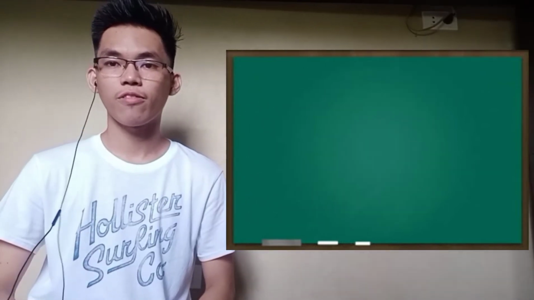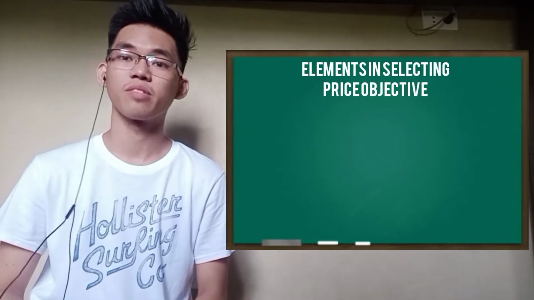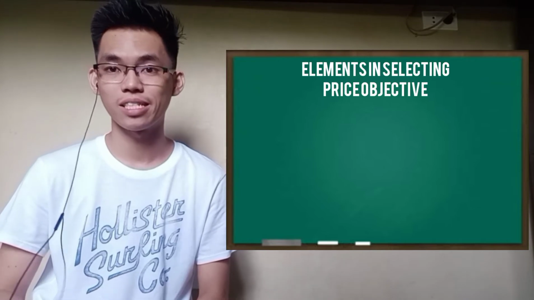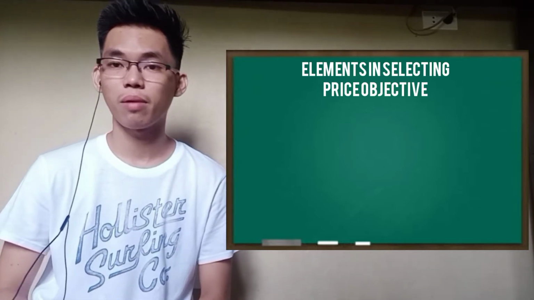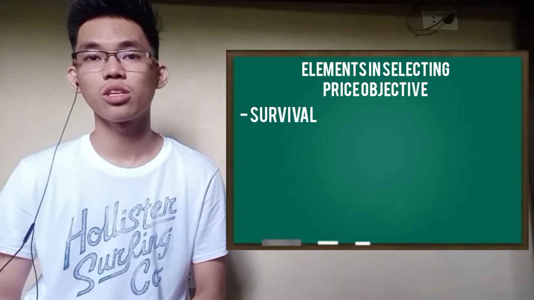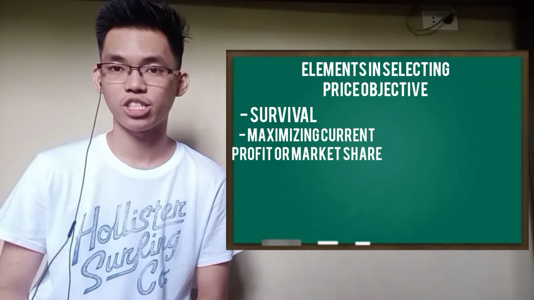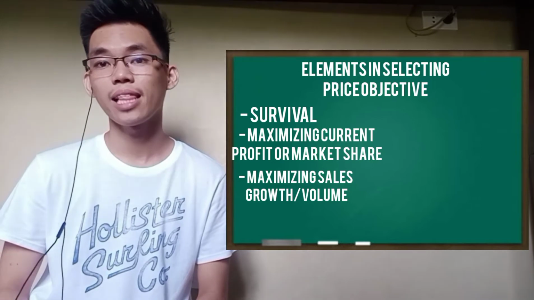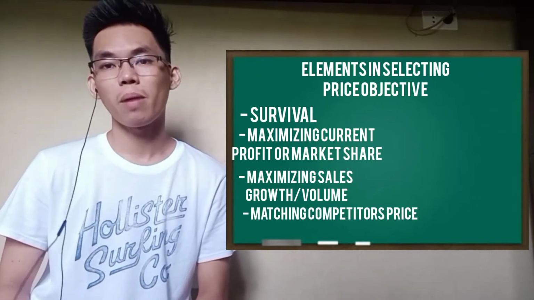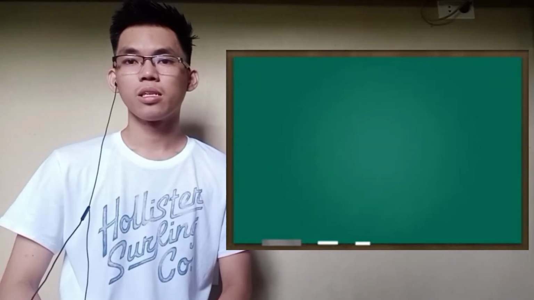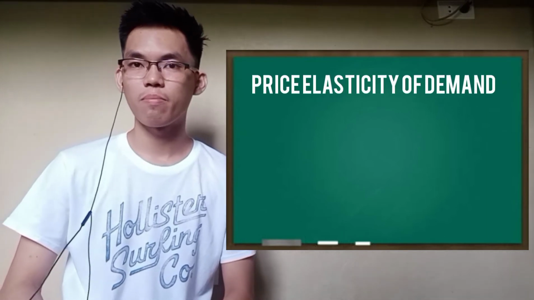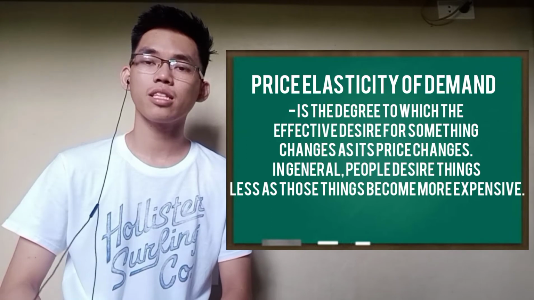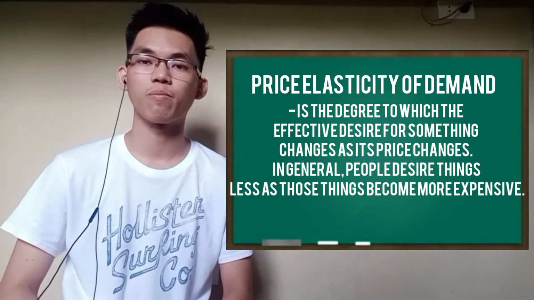Now let's identify the elements in selecting price objective. We also have four elements. First is survival. The next one is maximizing current profit or market share. The third one is maximizing sales growth or volume. And the last element is matching competitors' price. So let's define the price elasticity of demand. It is the percentage change in the quantity demanded relative to a percentage change in price.